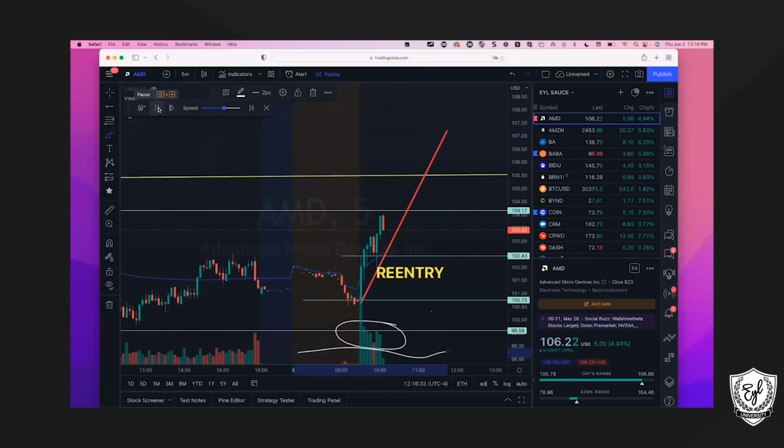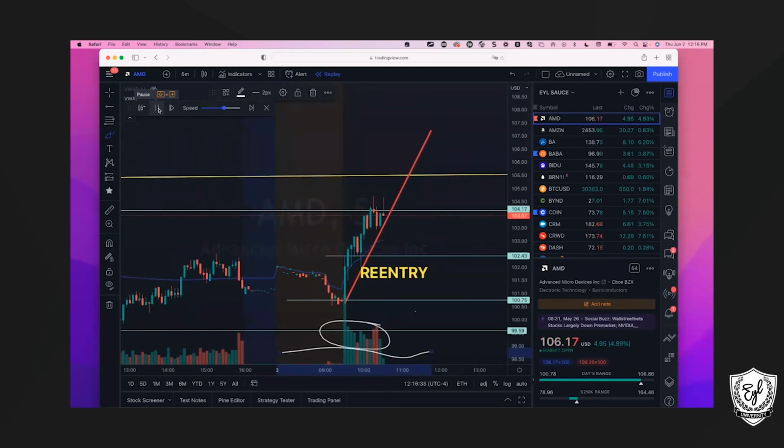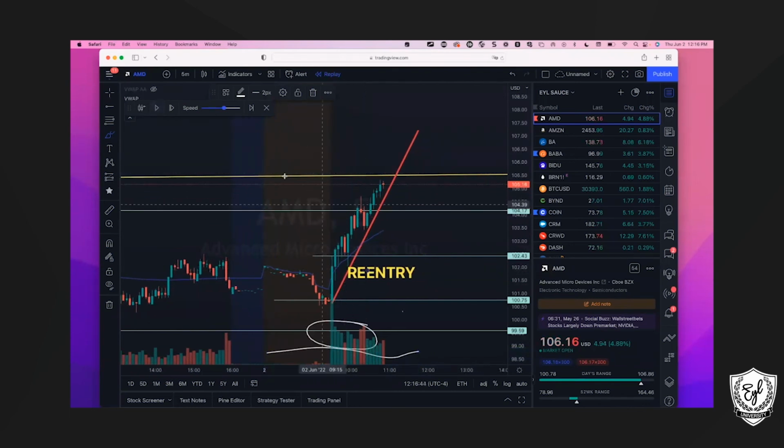We continue. Price breaks 104.17, which is a critical level of resistance that I had. And what do we see? Higher high, higher low. We break through it. Again, this is also another re-entry. Why? Because we just broke a critical resistance level. Another re-entry right here.